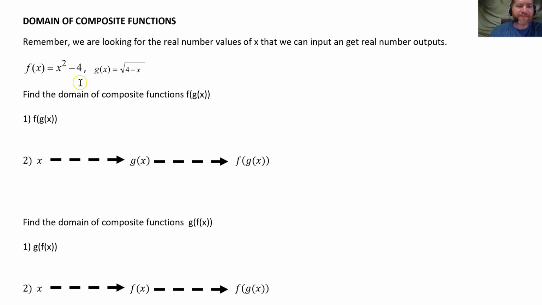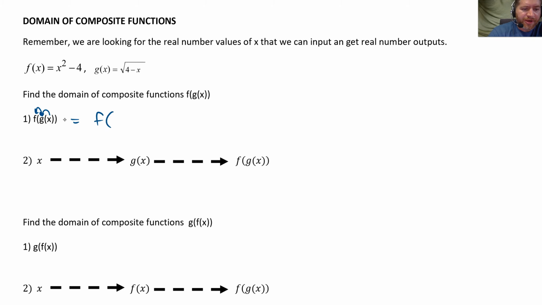Okay, so this is composite functions, and what we're doing with composite functions is finding the domain. When you think about these, you always want to think about how they work. With composites, our x goes into that first function g, and then it goes into f. And just like any composite, we still need to find out what it is.